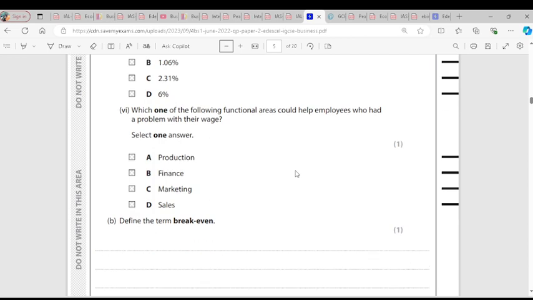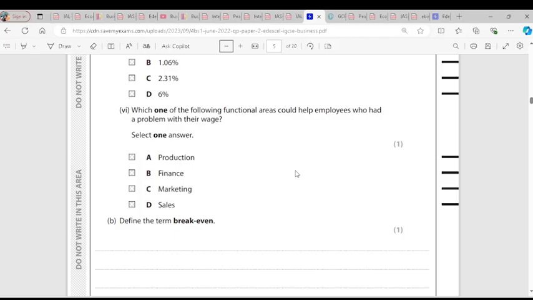So we go to question Roman figure 6. It said, which one of the following functional areas could help employees who had a problem with their wages? If employees have a problem with their wages, they have to go to the finance department. So it is the finance department, which is B. Production department, they take care of production. Marketing department takes care of advertisement, and sales department is where they sell the products.